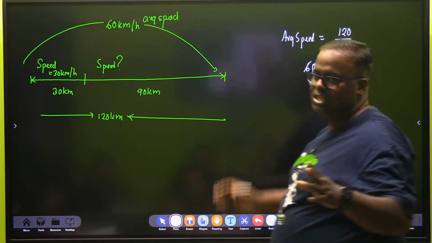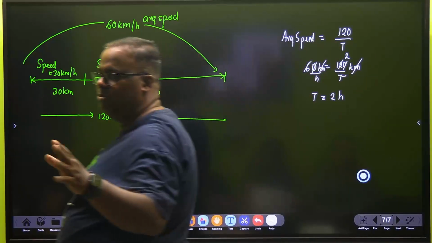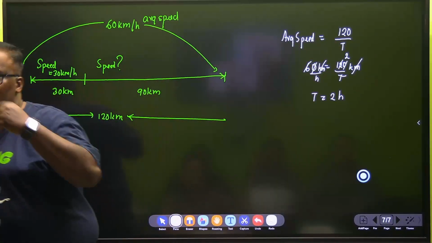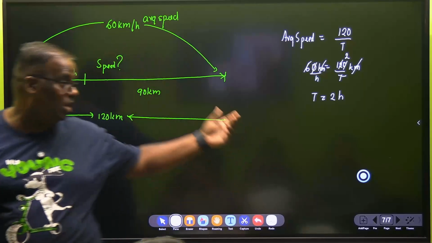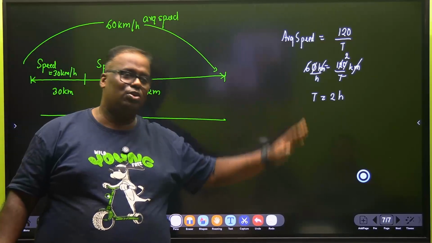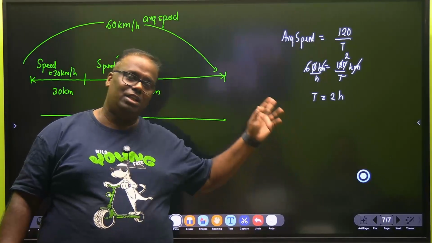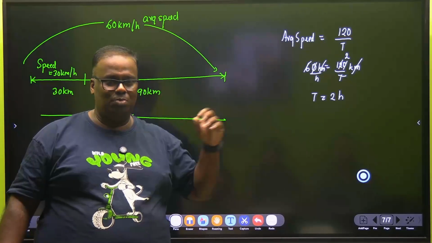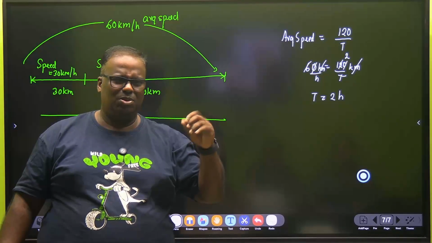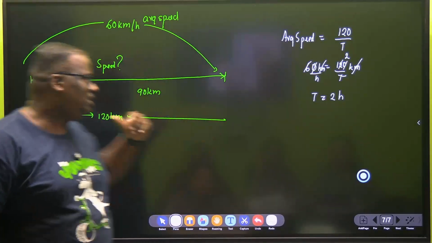Actually, at this stage, you should drop the problem. Everything we have solved. The calculation being done here, there is no need to do it. Once this 2 hours has come, you have actually solved the problem. But children will then still solve how much speed you should maintain. You want to do it that way? That's an idiot way. So let's see.